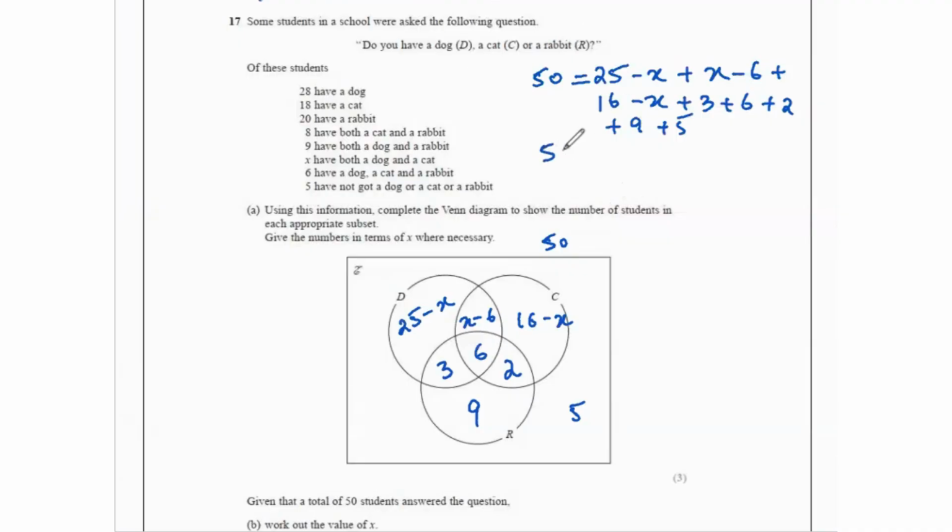So when we simplify this, the right-hand side equals 25 minus 6 plus 16 plus 3 plus 6 plus 2 plus 9 plus 5. That's 60. And that's minus X because plus X minus X gets cancelled out. So X equals 60 minus 50 and X is 10. These are your answers.